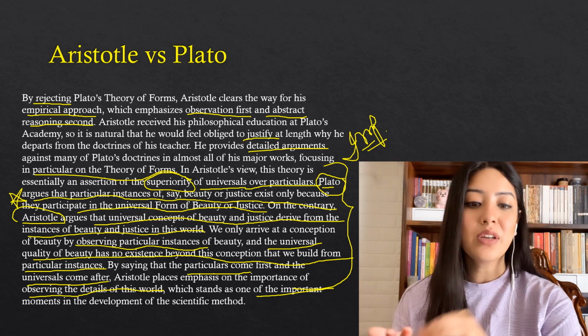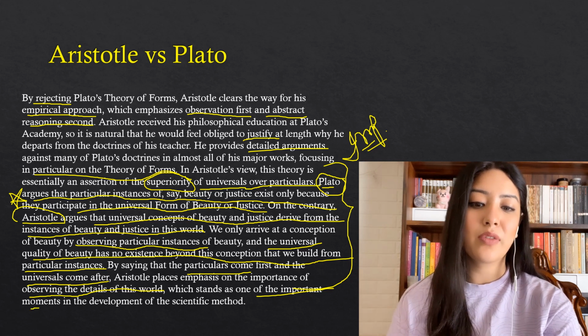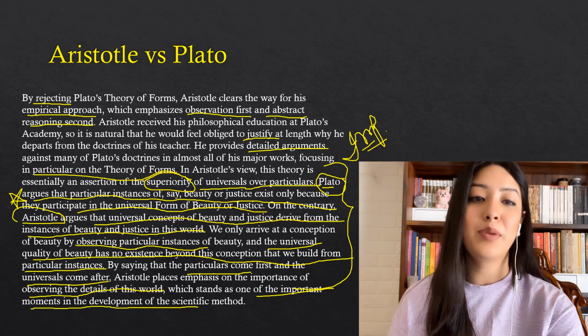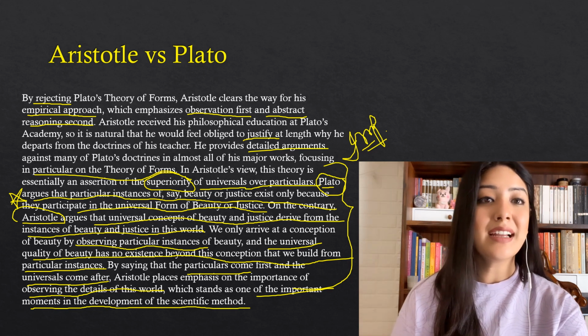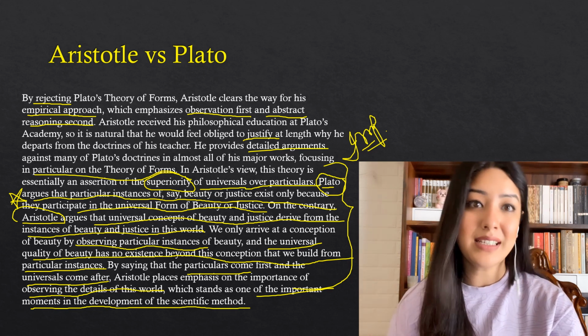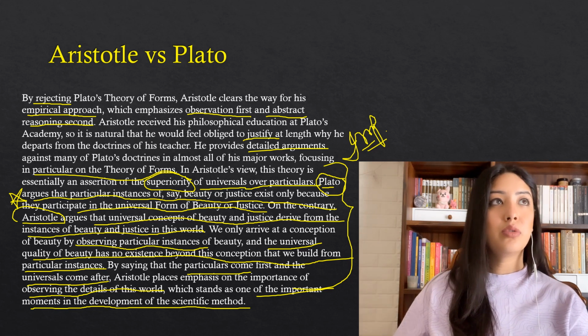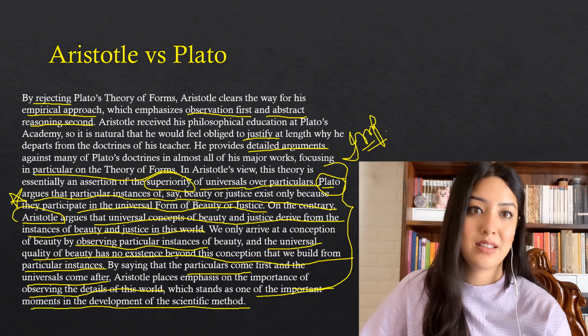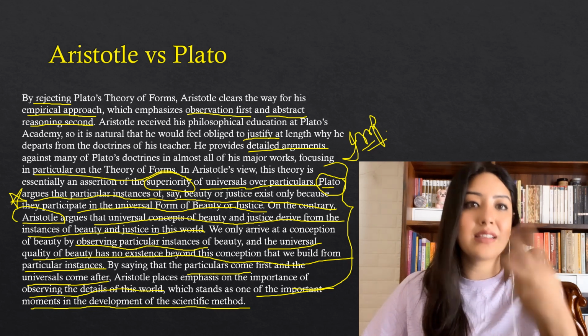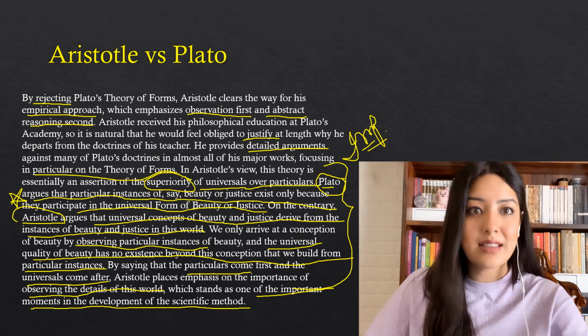Similarly, he says you observe the details of this world, which stands as one of the important moments in the development of the scientific method of observation, experimentation, and then you come to conclusions. So he says that you observe whatever we see around us. Okay, that's where everything gets its meaning from: instances in this particular world.